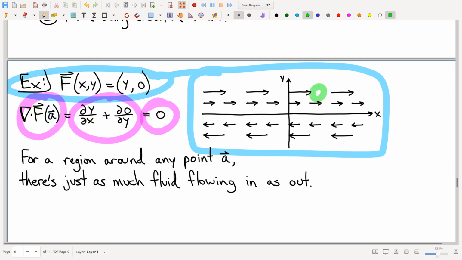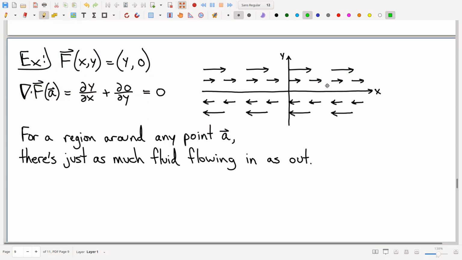And I think that actually tracks very satisfyingly with the picture. If I look at this little vicinity right there, there's just as much fluid flowing in as there is fluid flowing out. So in the net, in total, 0. Is that believable? All right.